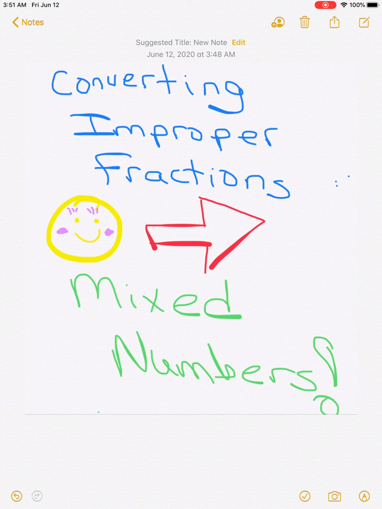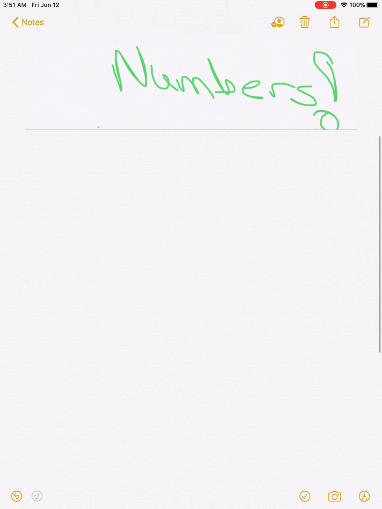Today we are working on converting improper fractions to mixed numbers. Grab your paper, your pens or pencils, and let's get started, okay?